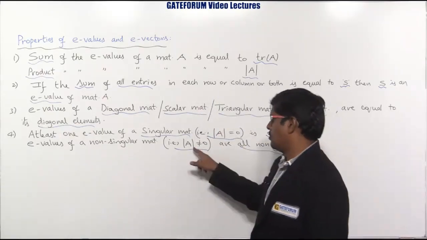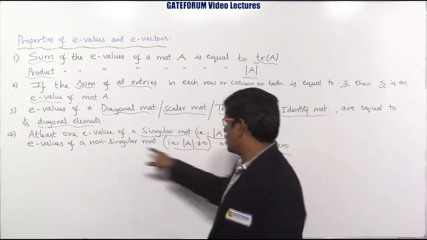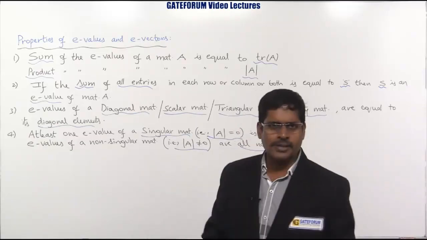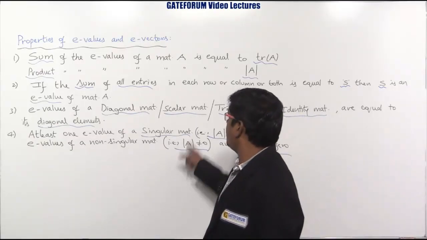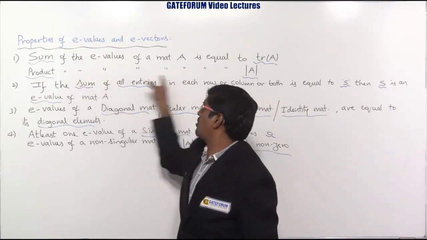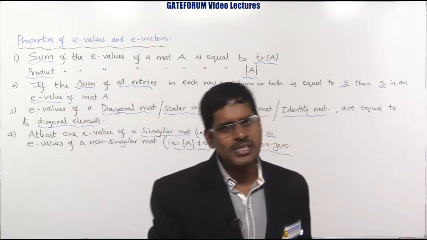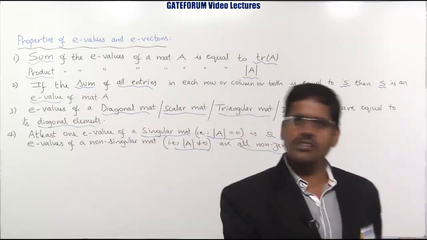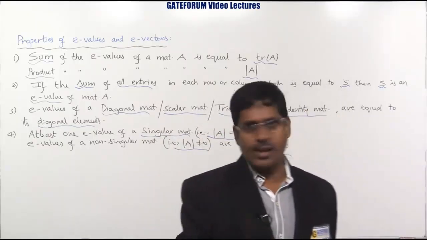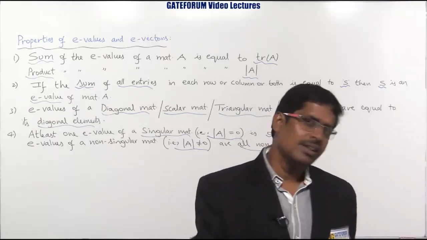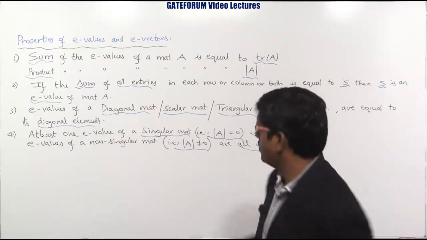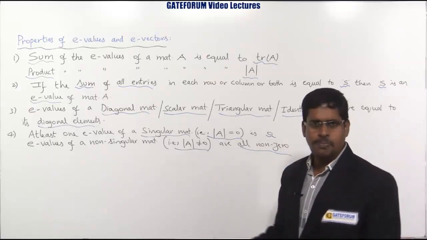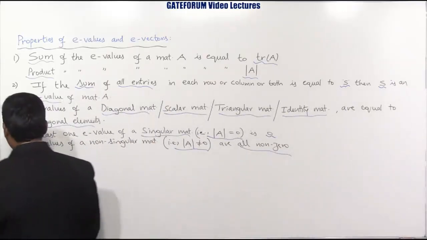Okay. Now, det A not equal to 0. That is called a non-singular matrix. Without finding eigenvalues, you can use this property. Determinant A is nothing but, from the first property, the product of eigenvalues. Eigenvalues means some numbers. Product of numbers not equal to 0 means each number is not equal to 0. That means all eigenvalues of a non-singular matrix are non-zero. That is simple. Next, number 5.